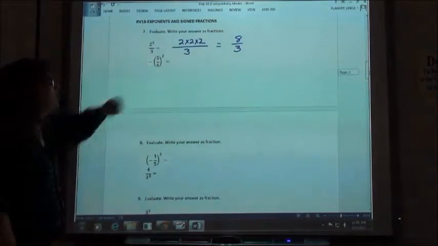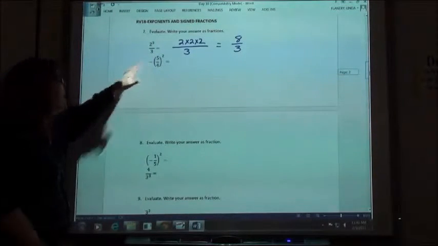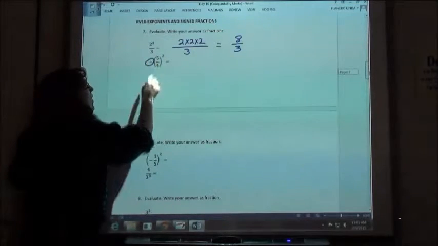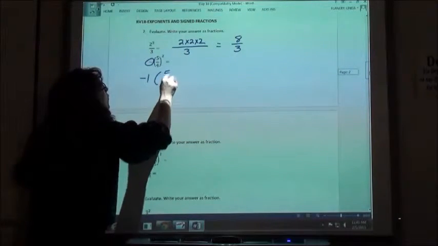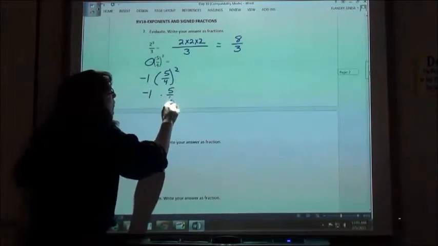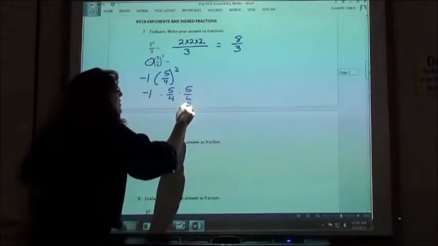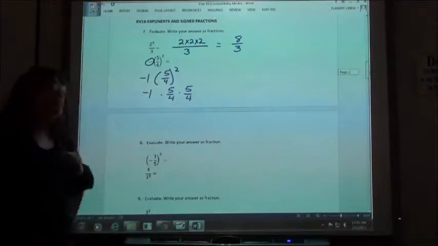Here, this one is a tricky one. Notice the negative is not in the parentheses. When there's a negative all out in front by itself, it means -1. -1 times 5/4 squared. So I'm going to have -1 times 5/4 times 5/4. That negative isn't squared, just the fraction in the parenthesis is.